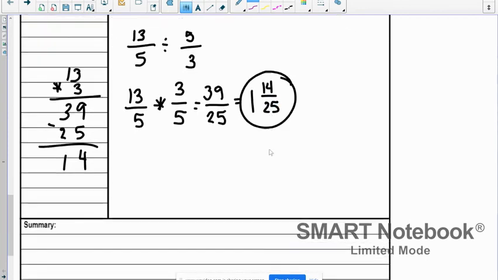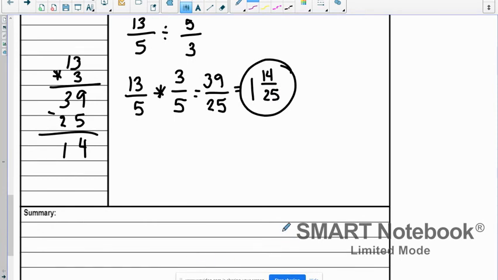All right, take a minute, write a little summary about what you learned about how to divide fractions. You could include the phrase keep, change, flip, and then talk about what that means. What do you keep? What do you change? What do you flip?